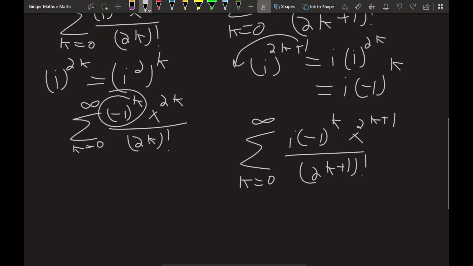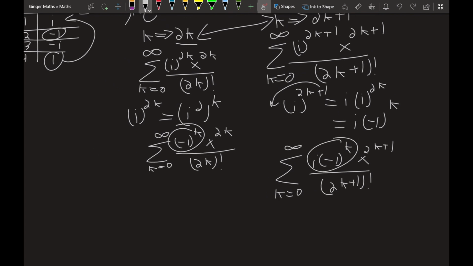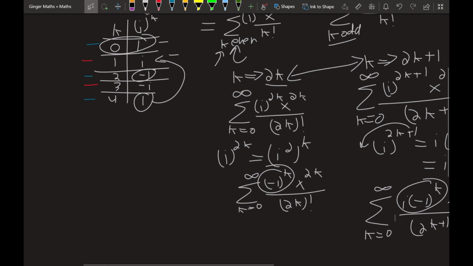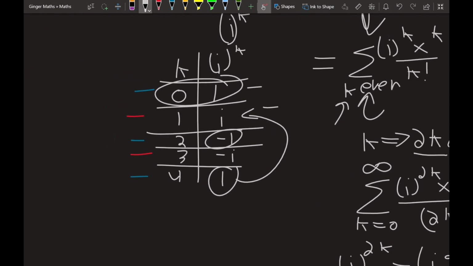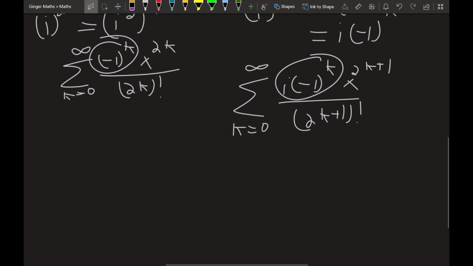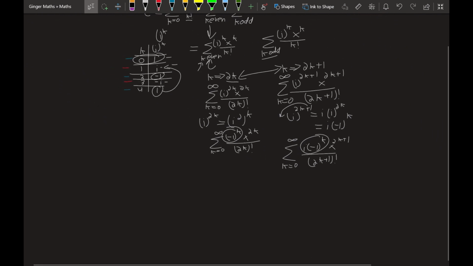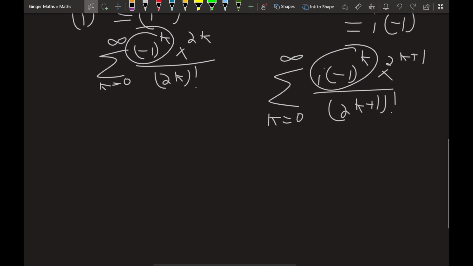And two things that you might notice here is that, again, this reflects the behavior we saw in the table. So for our odd k in our table, you'll remember that we got i and then -i and then repeat. And this is what we see here. We just have an i times a -1 to the k. So based off what we did earlier, what we want e to the xi to be is just going to be the sum of all of our even terms plus all of our odd terms. So all you have to do is add these series together.